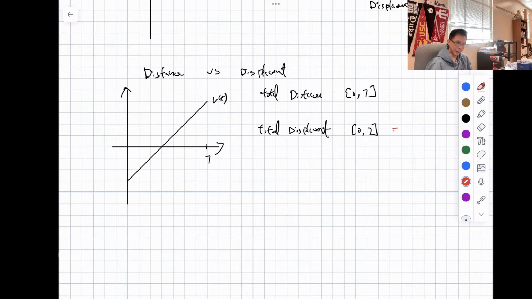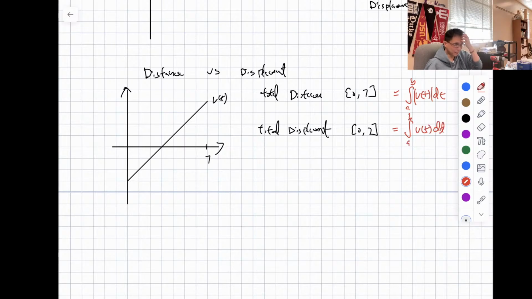So total distance is actually the integration between a to b of the absolute value of v of t dt, and that's just the way it is. Oh, sorry, this one is distance and this one is displacement. My fault. Thank you, Lucas. So displacement is the integration of v of t dt between a to b.